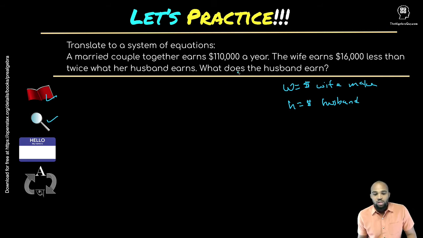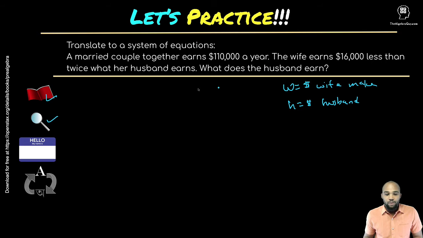So that's the question, what does the husband earn? So let's start back with our sentence again. A married couple together earns $110,000. So how could we represent an equation that will illustrate that sentence? Well, together is giving me the idea of them being added. So W, the wife's earnings, plus the husband's earnings is going to equal 110,000.